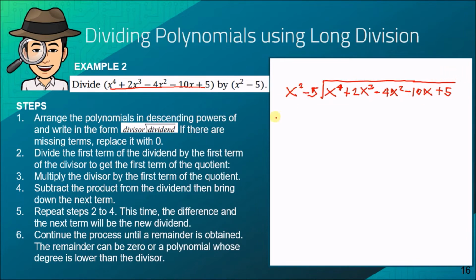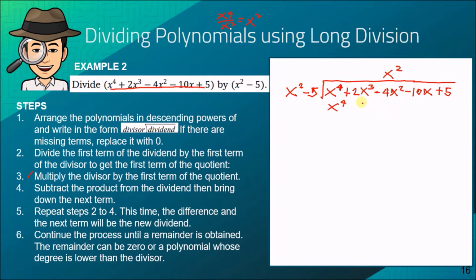So, you could have, dito ko na lang ilalagay, x to the 4th, didivide mo sa x squared, you will have x squared. And that x squared will be written here. Tatapat mo sa pareho niyang term or like term. And that x squared, according to step number 3, multiply natin sa buong divisor. Magkakaroon ka ng x to the 4th. And then x squared times negative 5 is negative 5x squared.